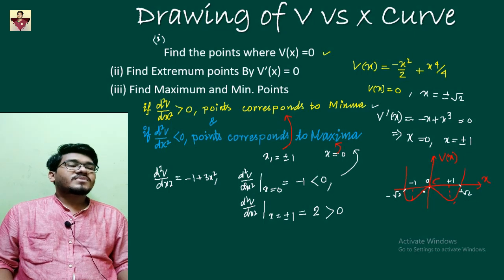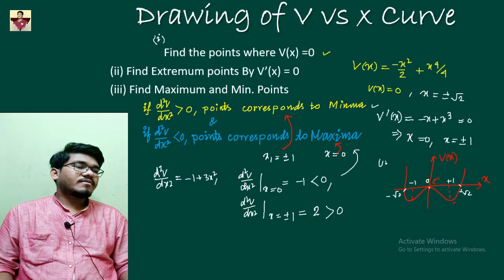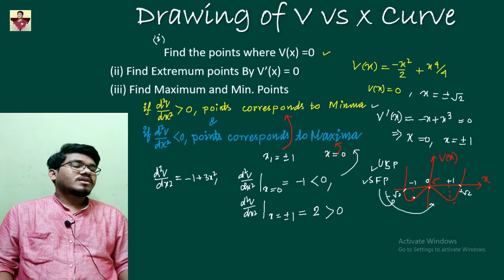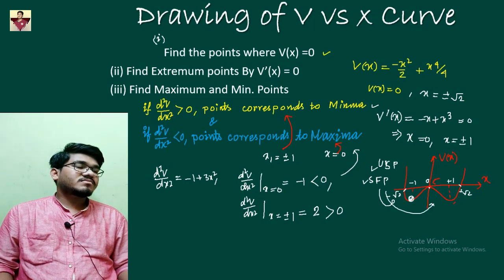So this point, as you can say, is an unstable fixed point, let's call it USP, and these are stable fixed points, let's call them SFP. So plus and minus 1 are stable fixed points. If you imagine keeping the particle at this point, it will be at equilibrium. But if you pull the particle from this point, it will go this way or that way. So it is an unstable equilibrium, or an unstable fixed point, as you can see.